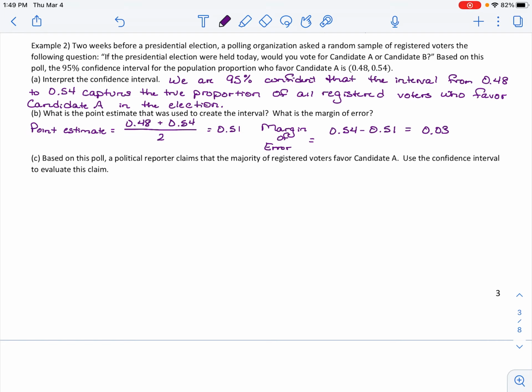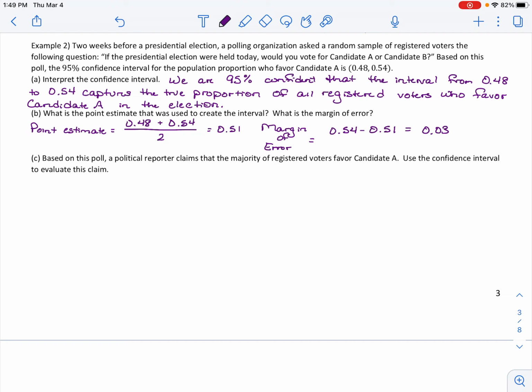And then the one that we did talk about in class today was whether or not we can claim that a majority support candidate A based off this interval. So remember, these are the plausible values. So it's likely that the true proportion is in this interval, which means it's likely that it could be 49%. It's likely that it could be 51%.